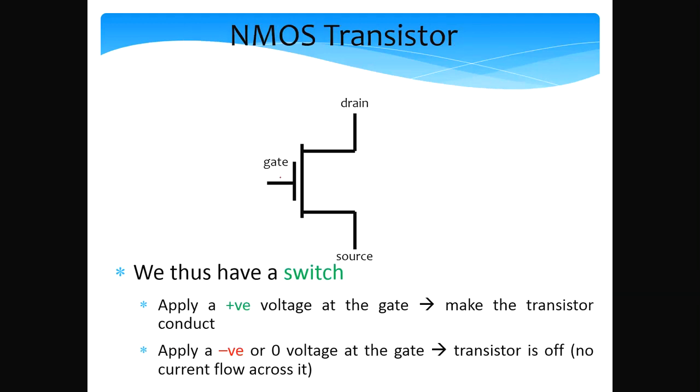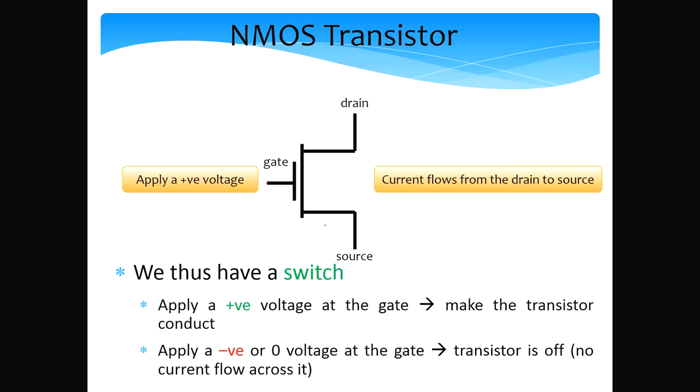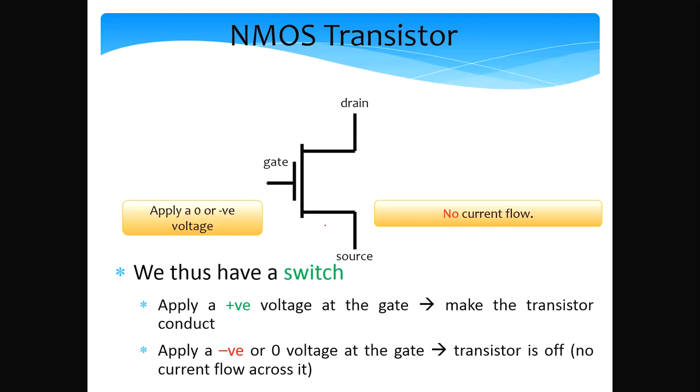So the symbol for an NMOS transistor is like this, this is the gate over here, and then we have two terminals, the source and the drain, which are interchangeable. The most important point to note is that if we apply a positive voltage at the gate, the transistor will conduct, so it will become like a single wire with a resistance, of course. And if we apply a negative or zero voltage at the gate, the transistor is off, so no current will flow across it. So apply a positive voltage, current flows from the drain to source. Apply a zero or a negative voltage, there is no current flow.